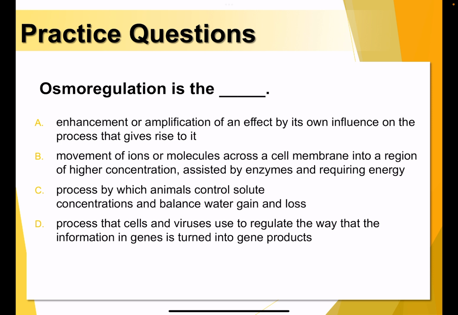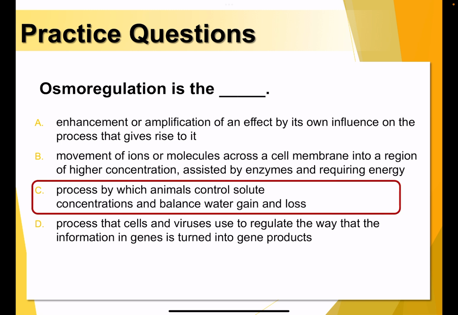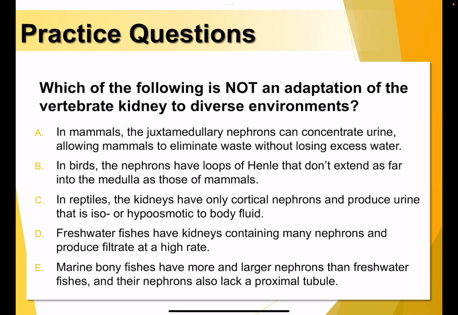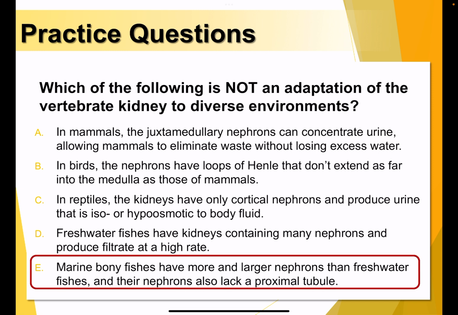Lastly, we have the practice questions and then we'll be done. Osmoregulation is what? It is the process by which animals control solute concentrations and balance water gain and loss. Which of the following is not an adaptation of the vertebrate kidney to diverse environments? Marine bony fish have more and larger nephrons than freshwater fishes. We did not talk about that at all, so that's why it's wrong. But it's good to look at the other four choices as well, because that means the other four are something we talked about and are true.